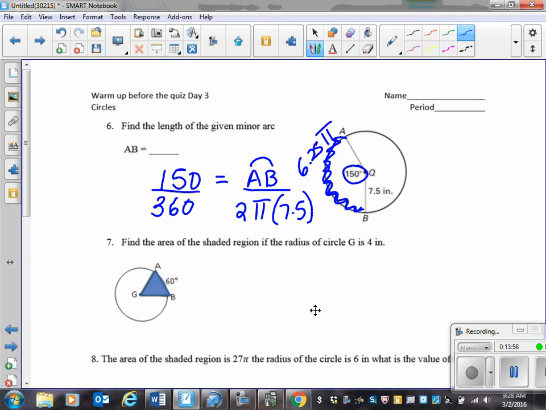So a lot of times the choice itself would have a pi, but if it doesn't have a pi, you can just go ahead and do 6.25 times pi and you'll be able to find the decimal answer. The same thing with number 7.